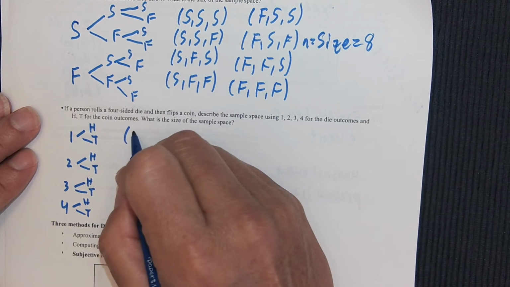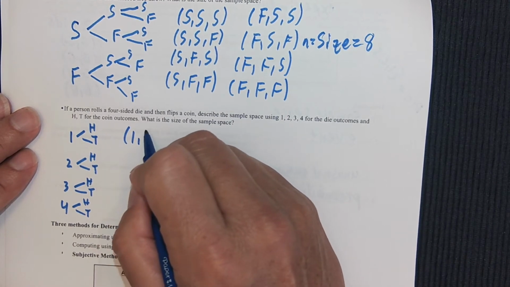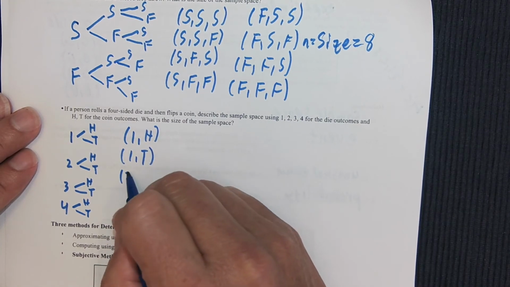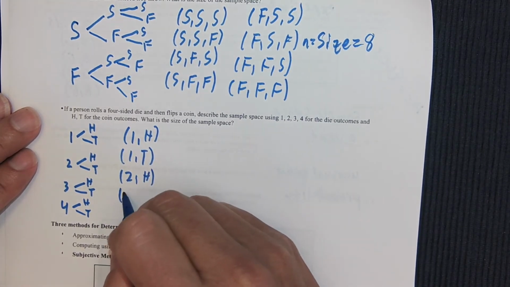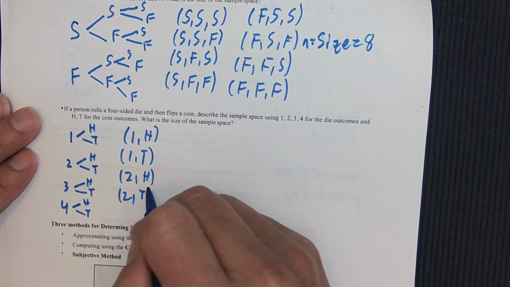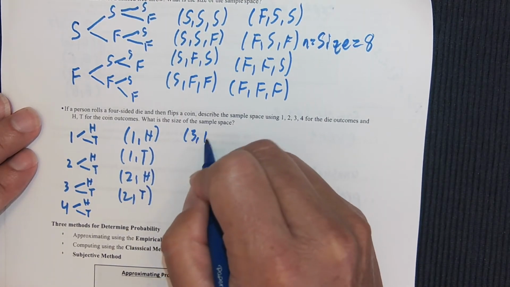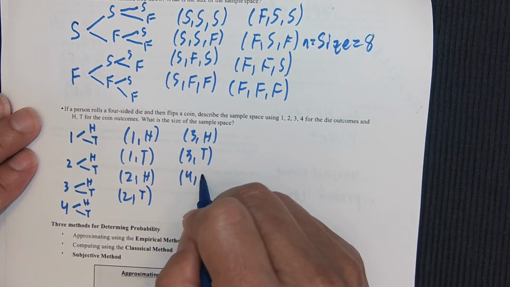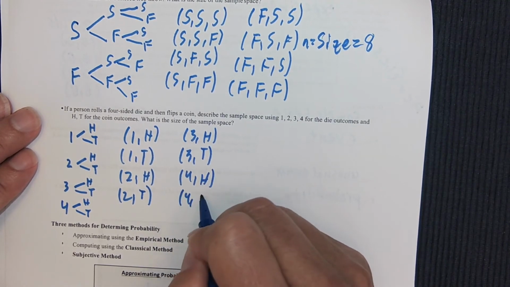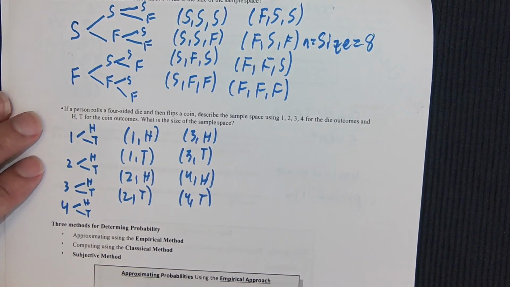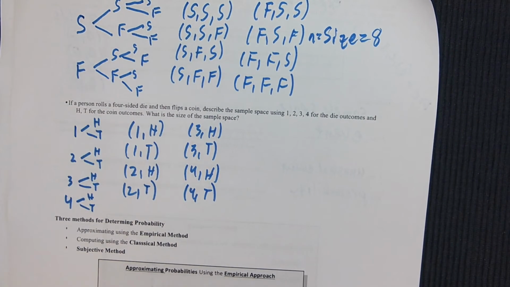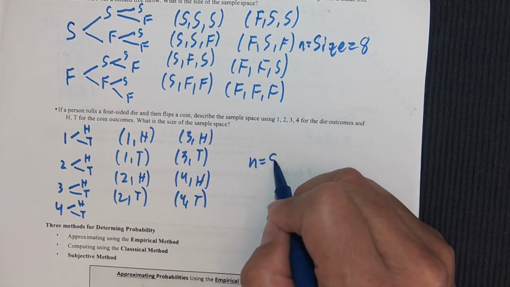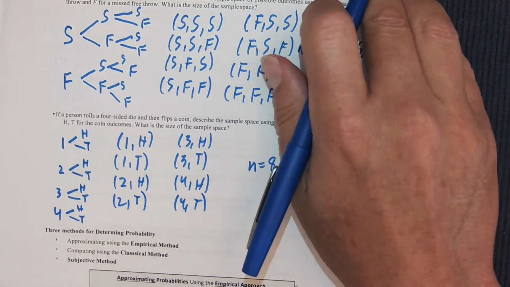So it looks like this. We roll a 1 and we get a heads. We roll a 1, we get a tails. Roll a 2, we get a heads. 2, we get a tail. 3, we get a heads. Or 3, we get a tail. 4 heads. And 4 with a tail. So again, our sample size is 1, 2, 3, 4, 5, 6, 7, 8. That's a coincidence. They both happen to be 8. That's not always 8, of course.